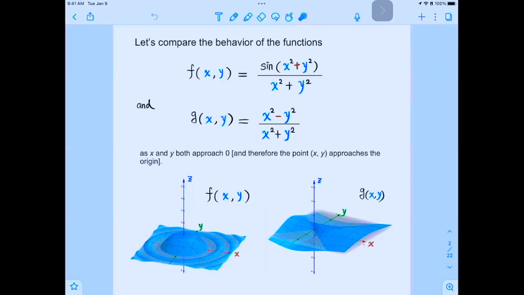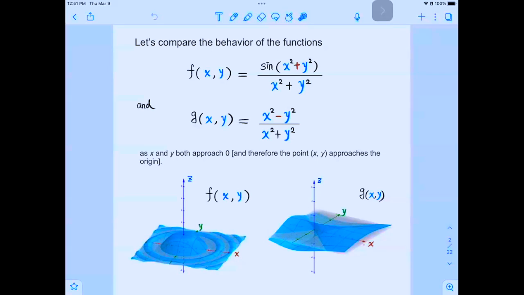How about the second one? Is this function defined at 0, 0? Is 0, 0 in the domain of the function? No, it's going to make the denominator equal to 0, right? So we should have a hole over here in the graph when x and y equal 0. A hole.